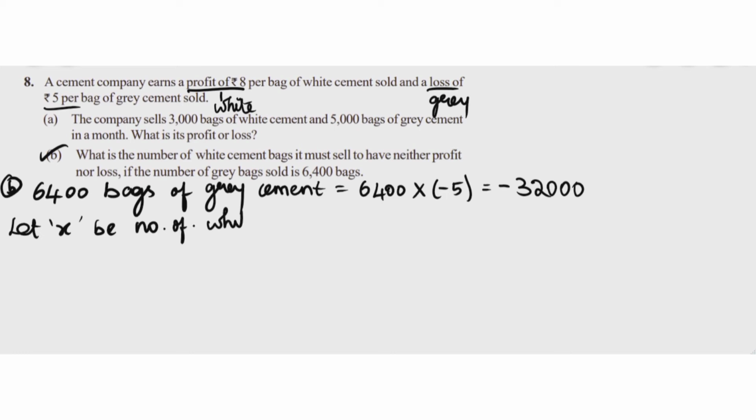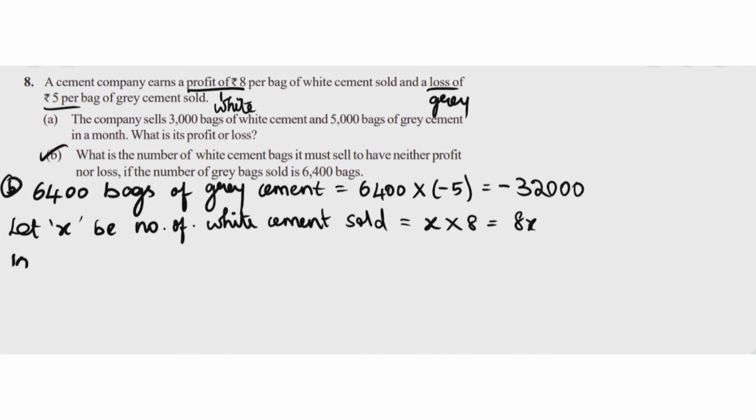Number of white cement bags sold, I'm just taking it as X. White cement profit is 8, right? So X multiplied by 8, which is nothing but 8X. Correct? So now we have to check for neither profit nor loss.